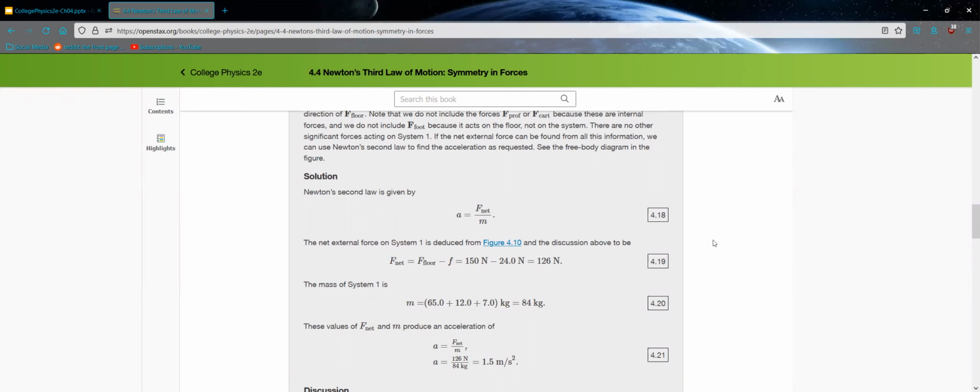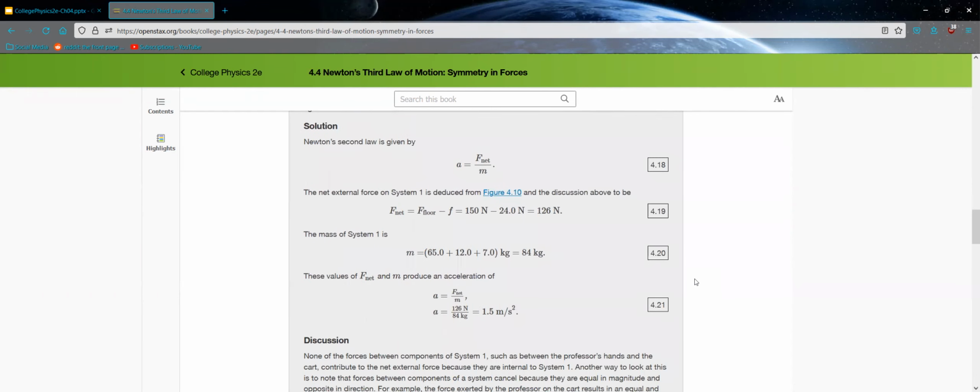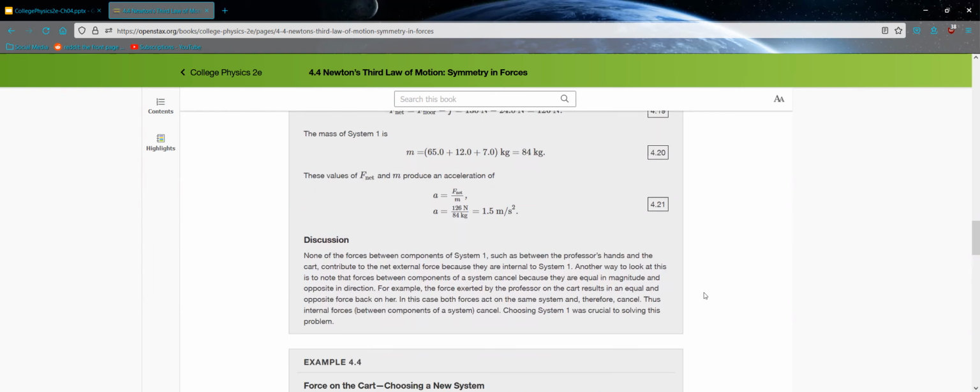Equation 4.19 here. So we can figure out the mass of the system, the big system, by adding up the weights, 84 kilograms. Cool. So the total mass of the system is 84 kilograms, and the total acceleration of the system is a equals F over m. Divided out, we get a net acceleration of 1.5 meters per second squared. Cool. Does that answer the question?